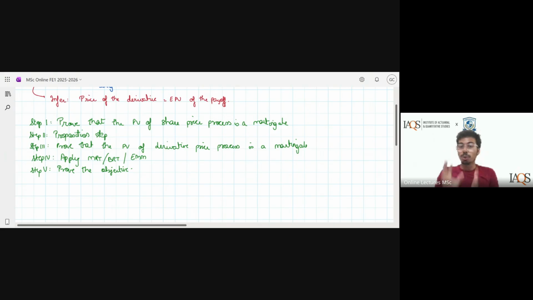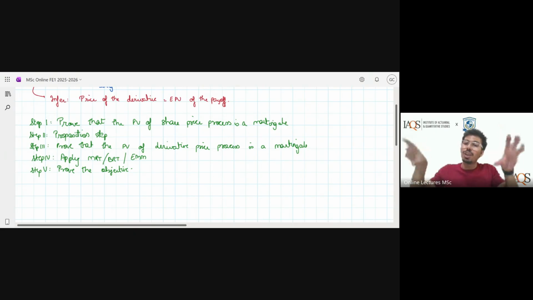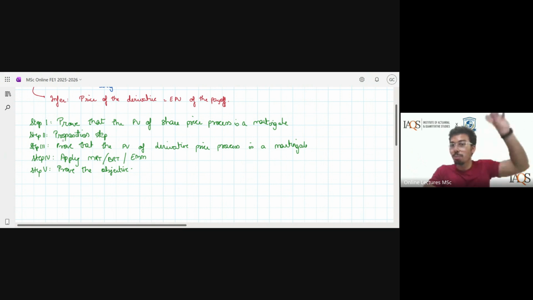So in step 1, we'll prove that the present value of the share price process will prove to be a martingale. Step 3 will prove another process to be a martingale. Step 4, I have proved two processes to be martingales. I know it is the martingale representation theorem which defines a relationship between two martingales, so we'll apply the martingale representation theorem. Step 5 and 2 will prove the objective. Step 2 will state the objective. Step 5 will prove the objective.